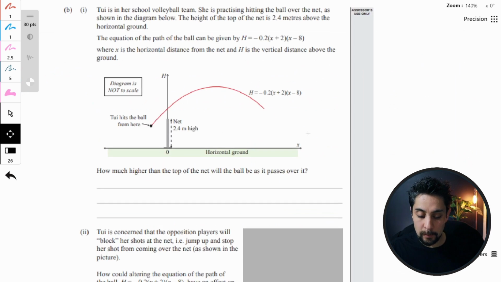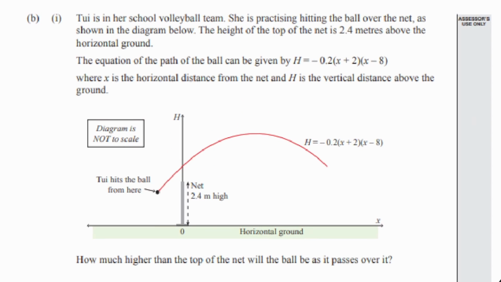Question part 2. Tui's in her school volleyball team. She's practicing hitting the ball over the net as shown in this diagram. The height of the top of the net, that's here, is 2.4 meters above the ground. The equation of the path is given by that equation, where x is the distance from the net, so x is that way, and negative x is that way, and h is the vertical distance above the ground. How much higher than the top of the net will the ball be as it passes over? So that's asking, what is this distance here?